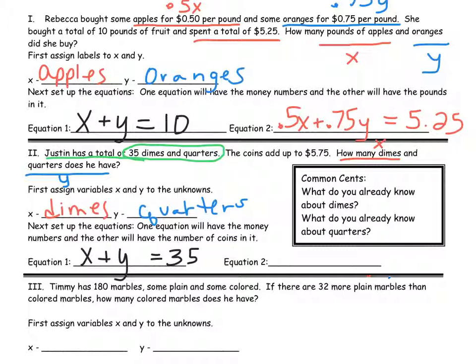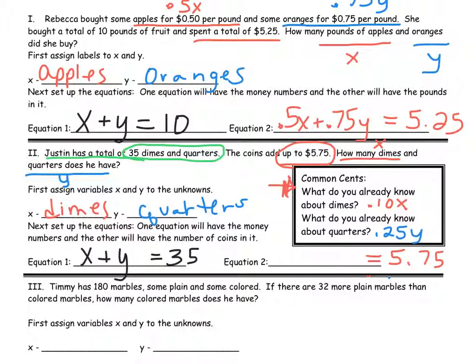Now we have to deal with money. So with our money, we've been told that all of our money adds up to $5.75. So we know that our money is going to equal $5.75. What they didn't tell us, and so we've pointed it out here in the little box, is that you got to know what dimes and quarters are worth. So how much do we know that dimes are worth? They're worth 10 cents, so 0.10x. And what do we know quarters to be worth? Well, that's 0.25y.